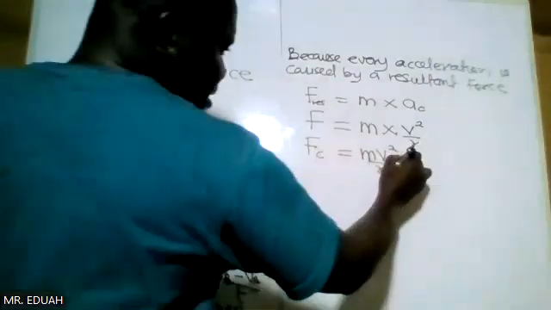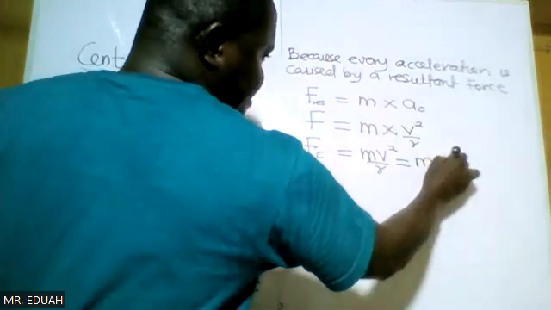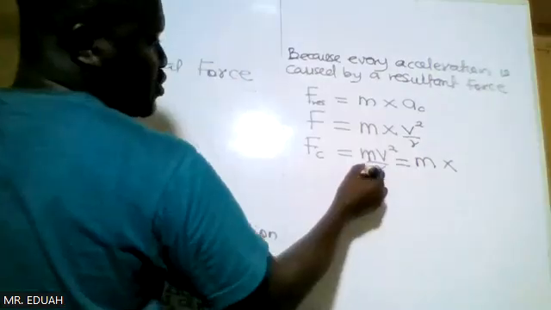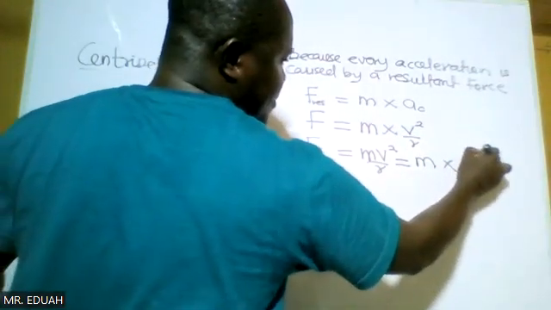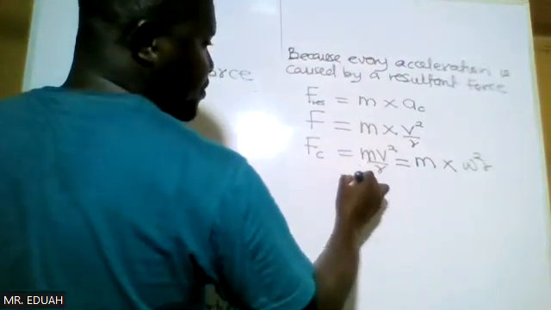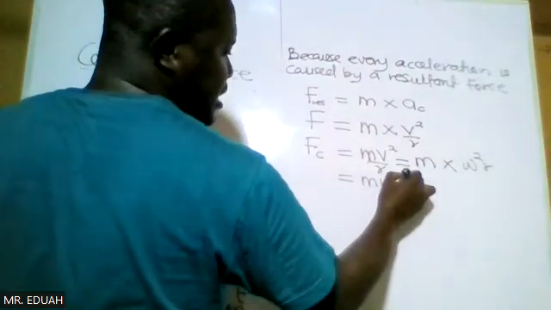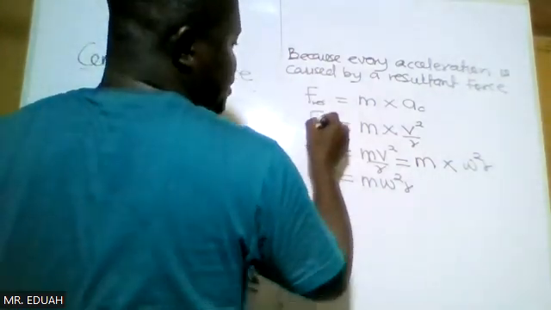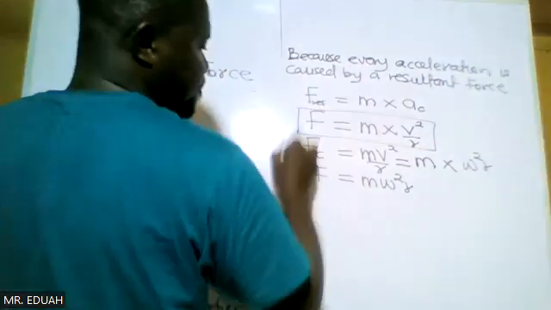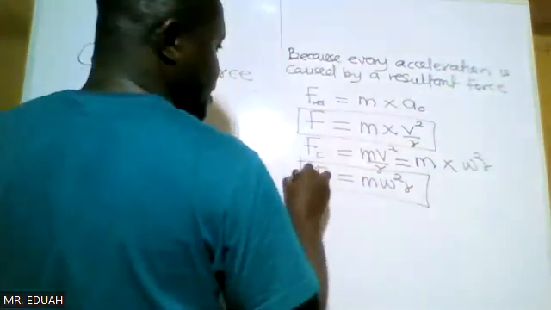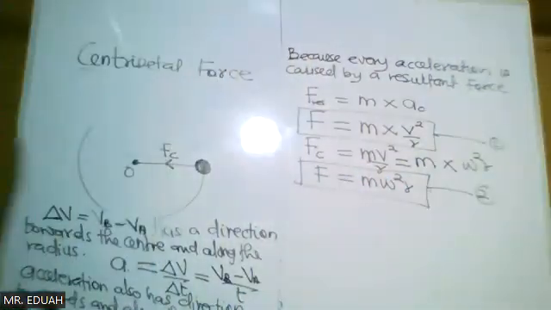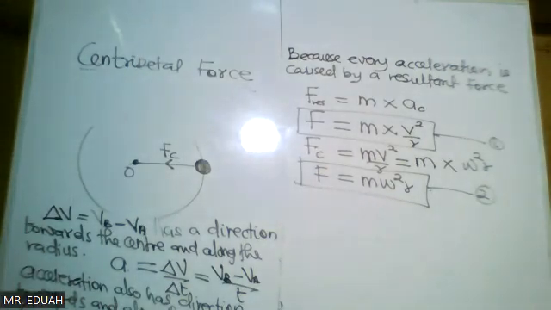Another way to express centripetal acceleration is using the other formula, omega squared. When we substitute a for omega squared r, we have m omega squared times the radius as another formula for centripetal force. So either you express it as 1 or you express it as 2. Both ways give a relation for the centripetal force.